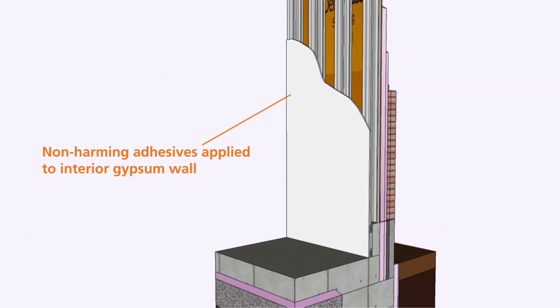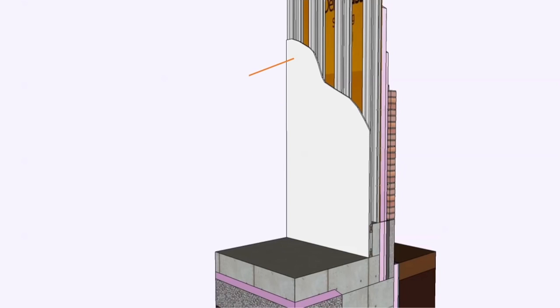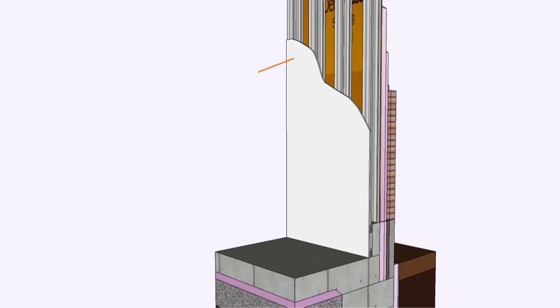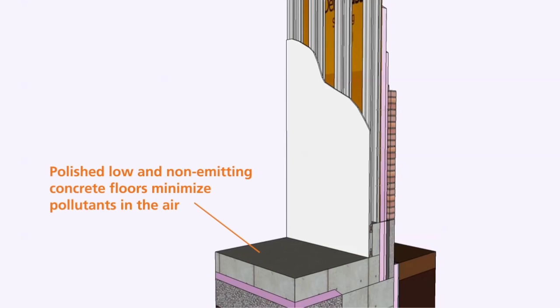Non-harming adhesive applied to interior gypsum wall. All adhesive, sealant, paint, and coating are low-emitting volatile organic compounds, meaning they are non-hazardous and improve indoor air quality. Polished low and non-emitting concrete floor minimizes pollutants in the air.